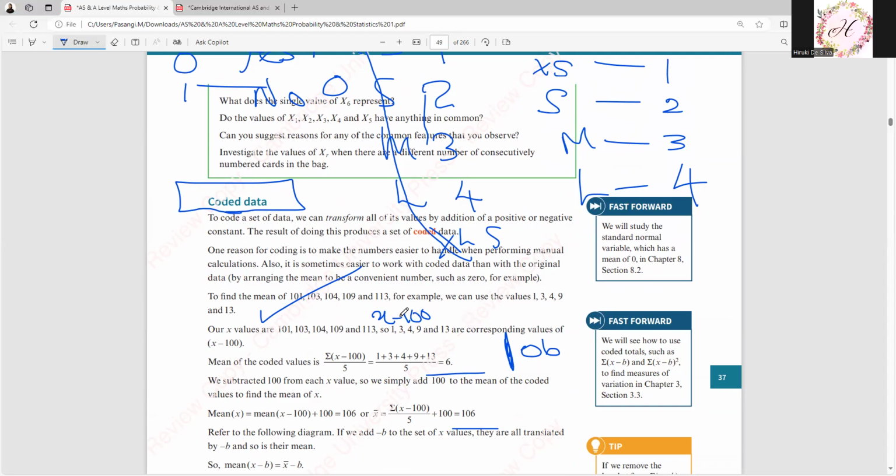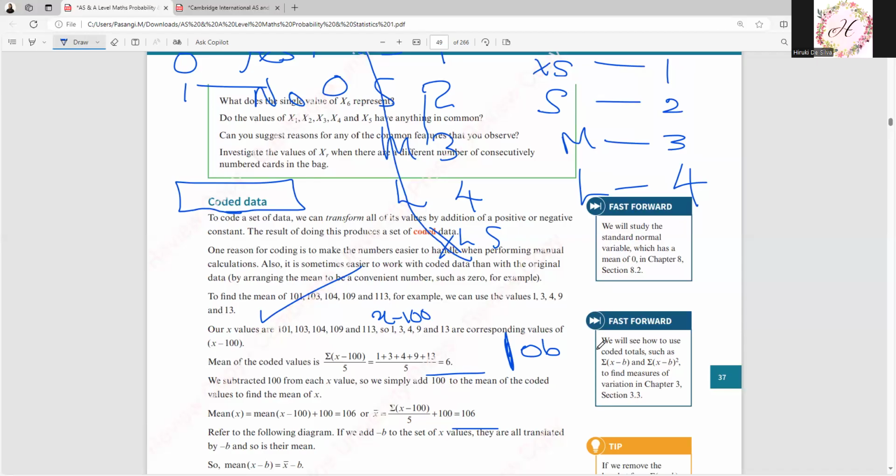We had to add 100 to it. Yes, we have to add 100 because earlier we converted x minus 100, by coding, from the actual numbers, we just subtract 100. So once we receive this mean, to get the actual mean of our original data set, what we have to do is add that 100 here.